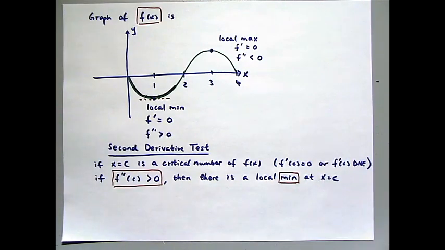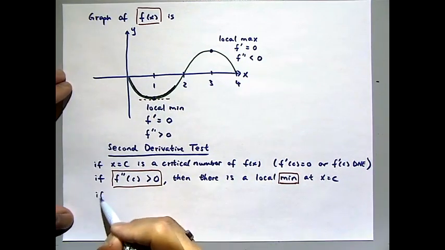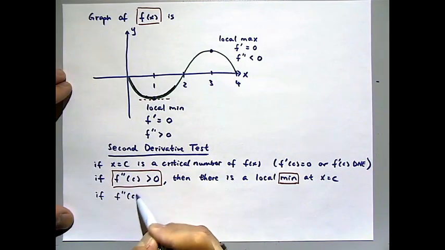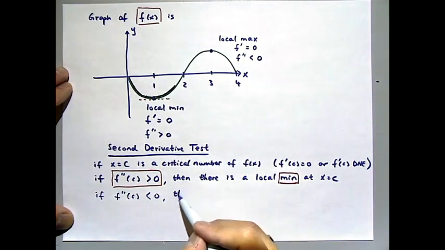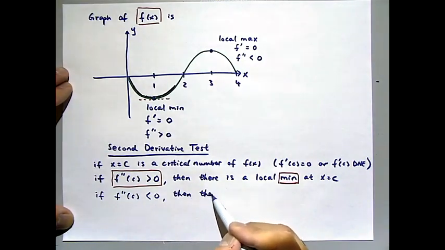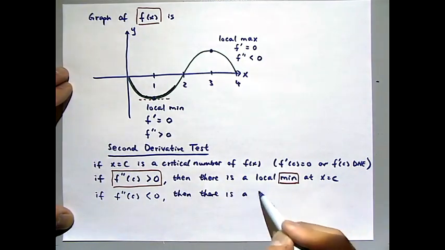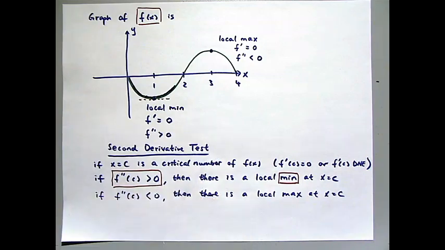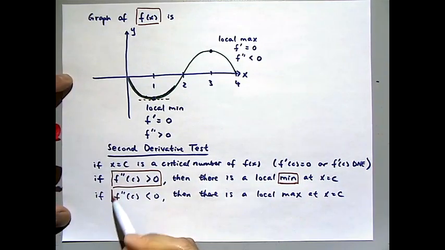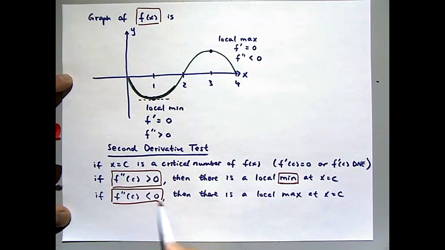That tells us we're sitting at a concave upward region, so we must be at a local minimum. If f double prime of c is less than 0, then we got this situation. Then there is a local maximum at x is equal to c. Negative second derivative, local maximum.